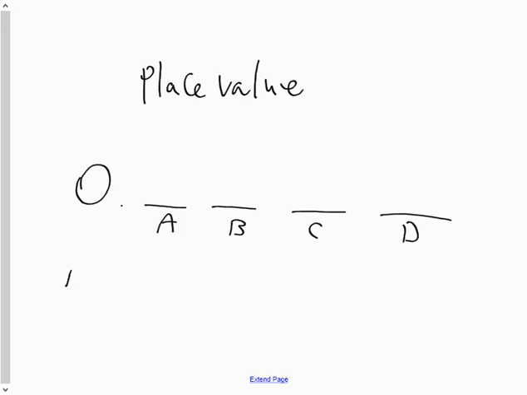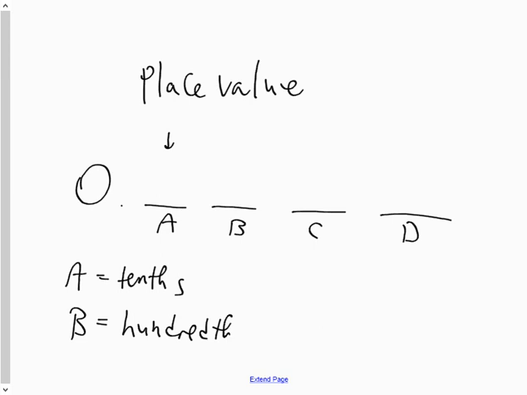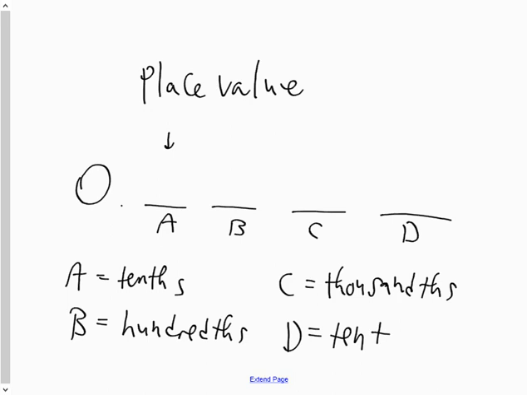Now, A has a name, this position right here. It's called the tenths. B is called the hundredths. C is called the thousandths. And D is called your 10,000. So we can keep going from there, but we're not going to because it's pretty easy just to leave it at those 4 because we don't really use a lot of the other ones.